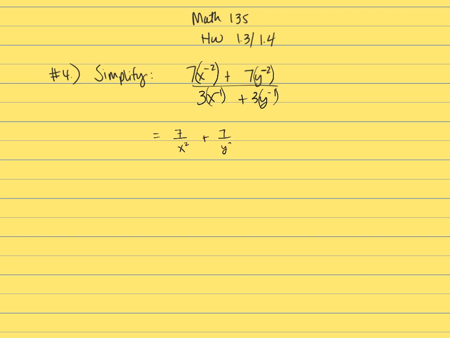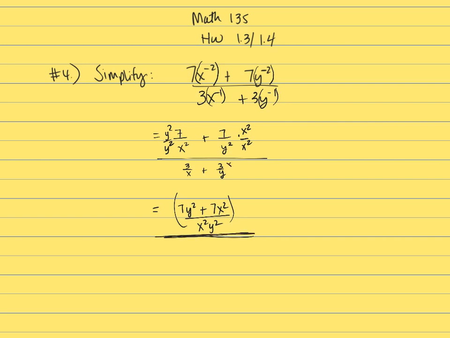So this would become 7 over x squared plus 7 over y squared, and that's all over 3 over x plus 3 over y. I'm going to get common denominators. So I'm going to multiply by y squared over y squared for the first term in the numerator, and x squared over x squared for the second term in the numerator. So then I would get 7y squared plus 7x squared all over x squared y squared. That's the numerator when I combine those two fractions.